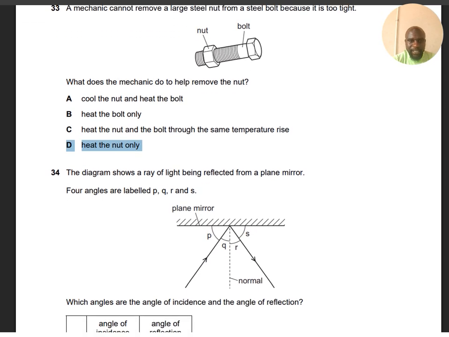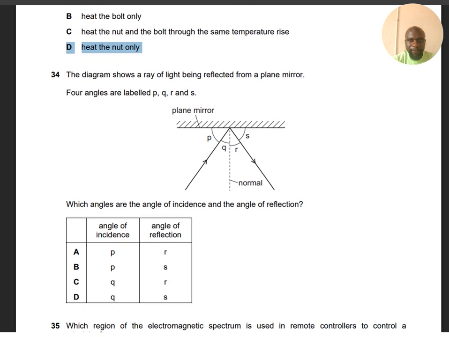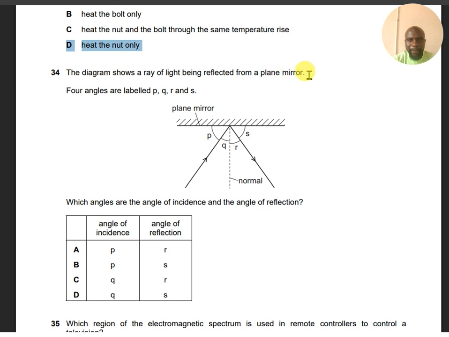The diagram shows a ray of light being reflected by a plane mirror. Four angles are labeled P, Q, R, and S. Which angles are the angle of incidence and the angle of reflection? On number 34, the angle of reflection, in this case, is angle Q. Where is Q? This one is Q at this point. This is the angle of reflection, and this is labeled Q.